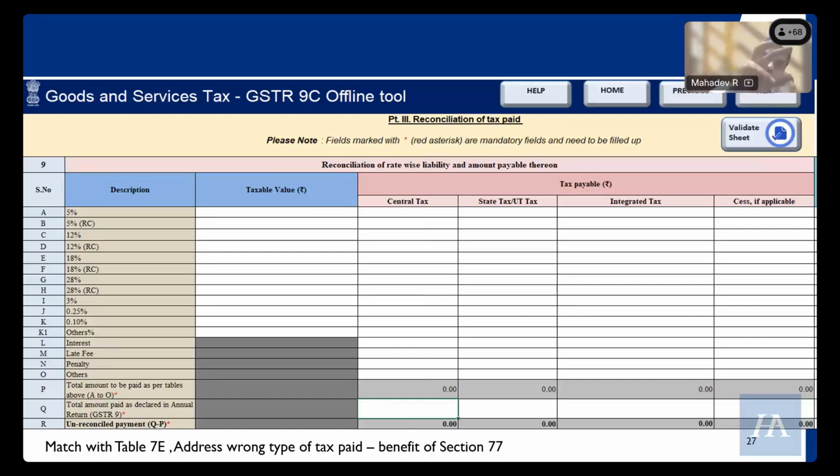Make sure that the total of this outward liability is matching with your table number 7. So in table number 7E, you have a turnover. The breakup between, say, 5%, 12%, 18% should match with the total of table 9. If it is not matching, then it indicates that there is some issue with the information which is filled either in GSTR 9 or GSTR 9C.